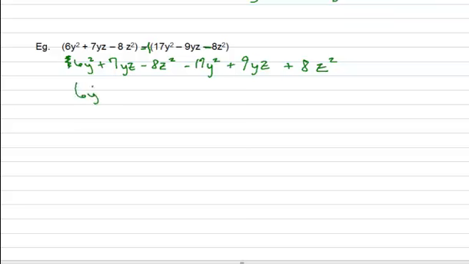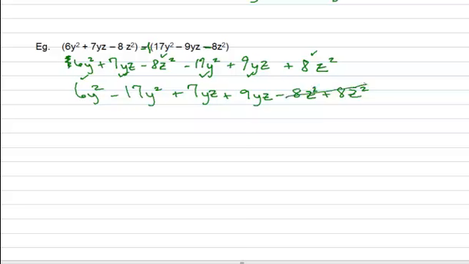And now I'm going to put like stuff together. So 6y squared minus 17y squared. So there's my y squareds. And now yz's, so plus 7yz plus 9yz. Just putting like terms together. Negative 8z squared, positive 8z squared. And of course this is one of my favorite things. It's the positive and the negative exactly the same. And when that happens, you know that's equal to 0, so you're done with it. You don't have to think about it again.